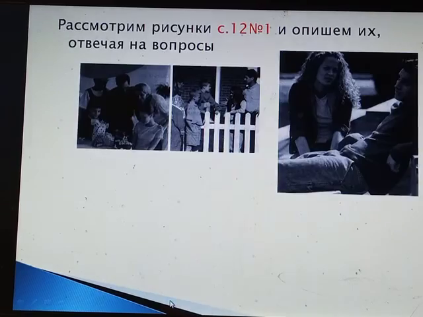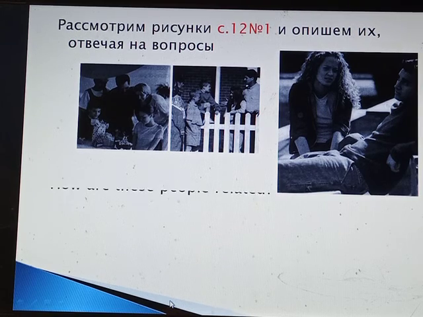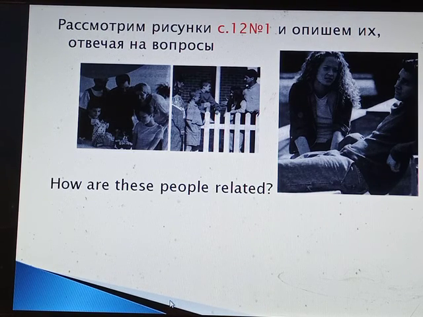So, I think you are ready to start working. Please open your book's page 12 and let's have a look at the pictures in exercise 1. Your task is to describe the pictures. First, try to answer the questions. How are these people related? What can you say about picture 1?